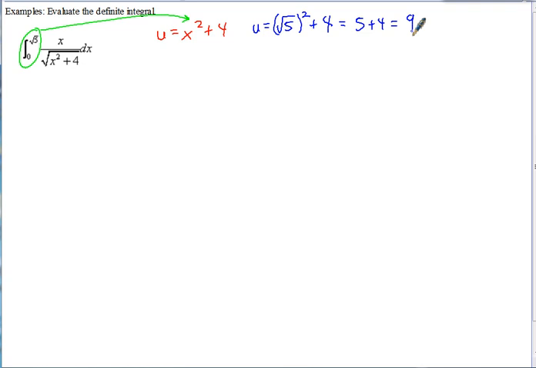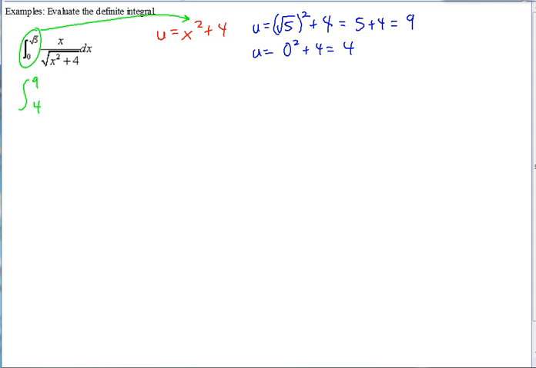So when x is equal to the square root of 5, u is equal to 9, so 9 becomes our new upper limit. And then let's substitute in 0. That would be 0 squared plus 4. Well, that's just 0 plus 4, which is 4. So when x is 0, u is equal to 4, which becomes our new lower limit. Notice this time, it's still in the standard order, so there will be no need to flip it and make it the opposite sign this time.